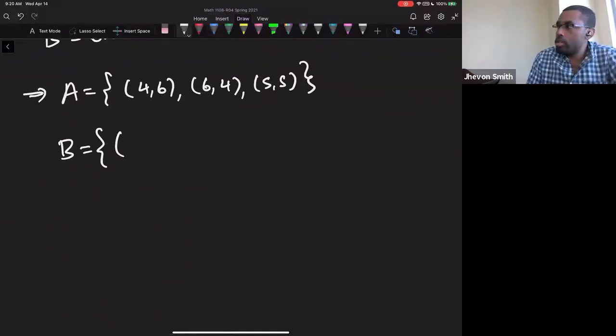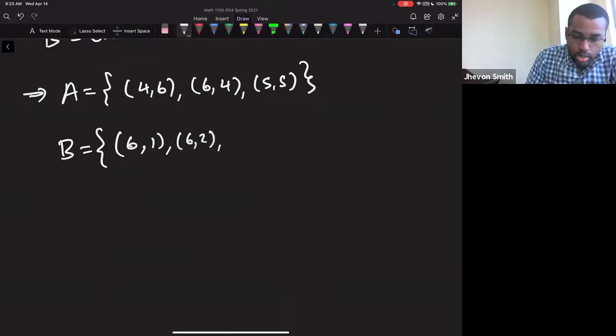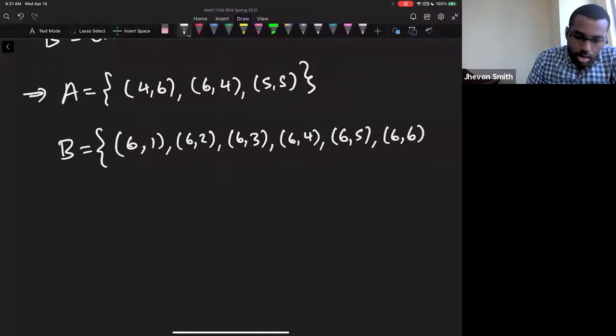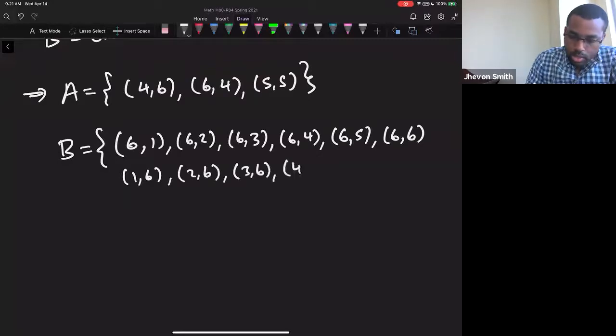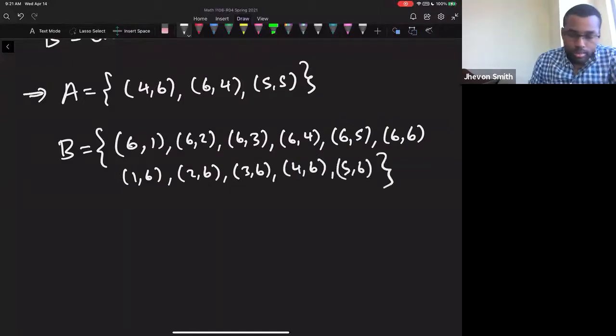What if I was only reduced to the set of things where I get sixes? So the first one could be a 6, but the second one is something else. So it's 6 and 1, 6 and 2, 6 and 3, 6 and 4, 6 and 5, 6 and 6. Or the second one could be a 6, 1 and 6, 2 and 6, 3 and 6, 4 and 6, 5 and 6. 6 and 6 would be the same, right?